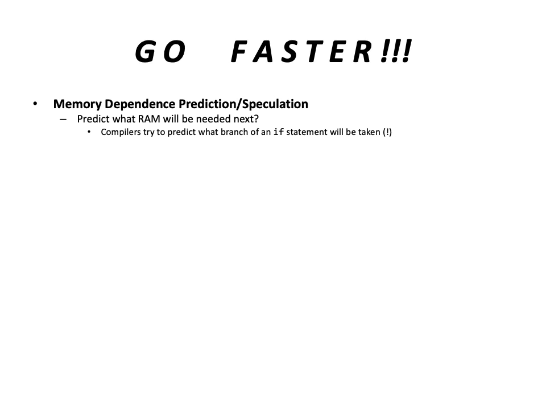Let's go even faster, warp speed. These are some of the more cutting edge things that the compiler and the CPU will do: memory dependence prediction and speculation. Can we predict what RAM will be needed next? The compilers will try to predict which branch of an if statement will be taken, right? So that's pretty cool.